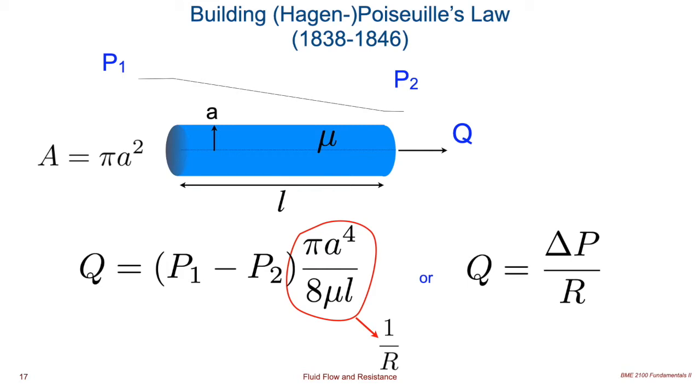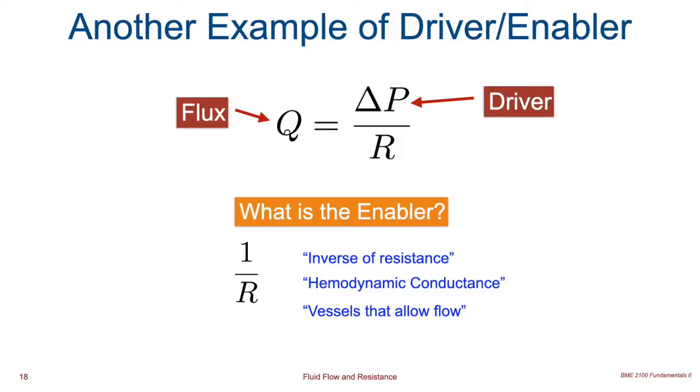But we're going to see this again and again where we have a flux or a flow as a function of a driver divided by resistance, or a driver multiplied by an enabler. So the enabler is the inverse of the resistance. And we'll see that again and again. In fact, we even have specific terms for this that we'll see today and use again, because if you write the equation this way as Q equals delta P over R, we see that resistance is in the denominator of the right-hand term.